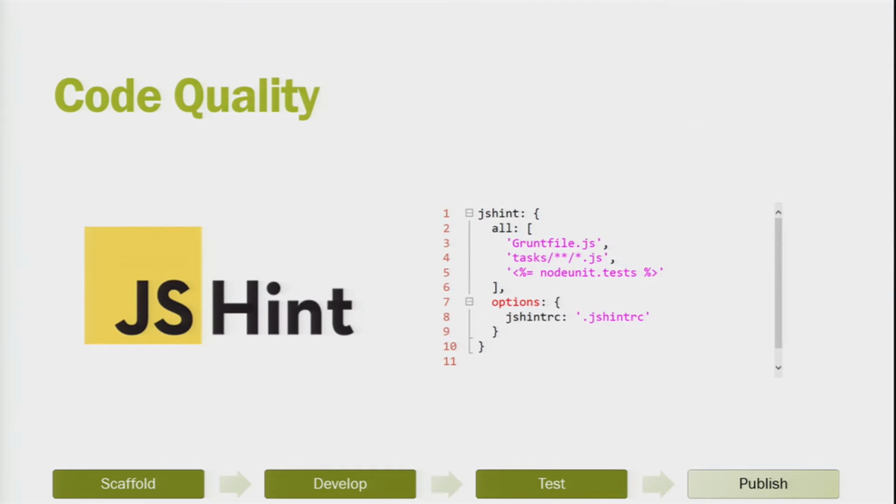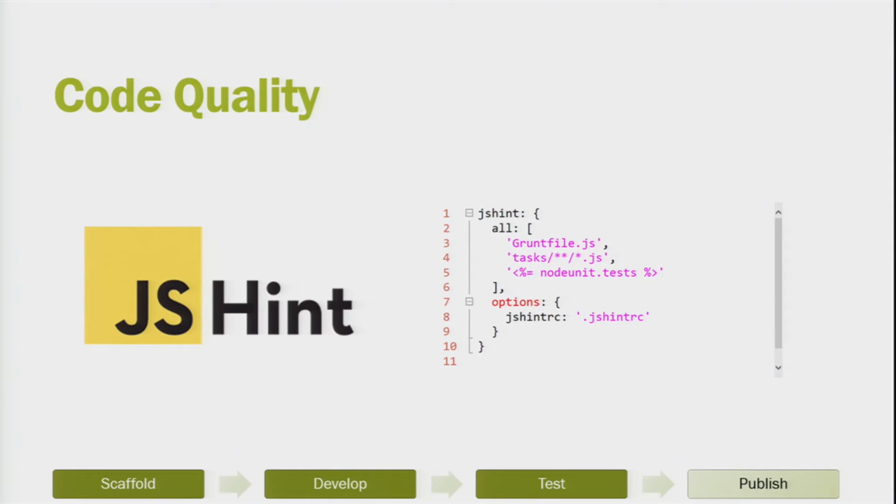We can test for code quality, and I assume most people here are familiar with JS Hint. JS Hint is a way to look at your JavaScript and make sure that it's sane, that you aren't making syntax errors, and that you aren't using problematic structures that are available in JavaScript. We had Douglas Crockford here speaking this morning, who obviously knows a lot about the good parts of JavaScript versus the not so good parts.